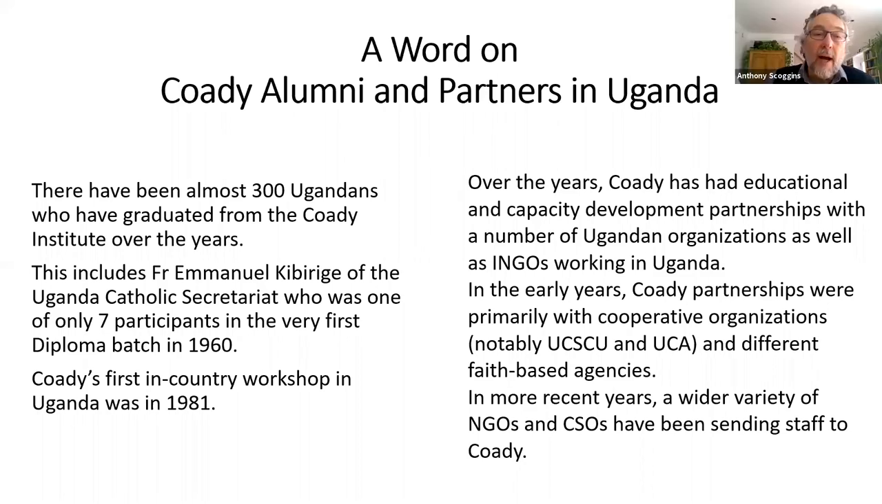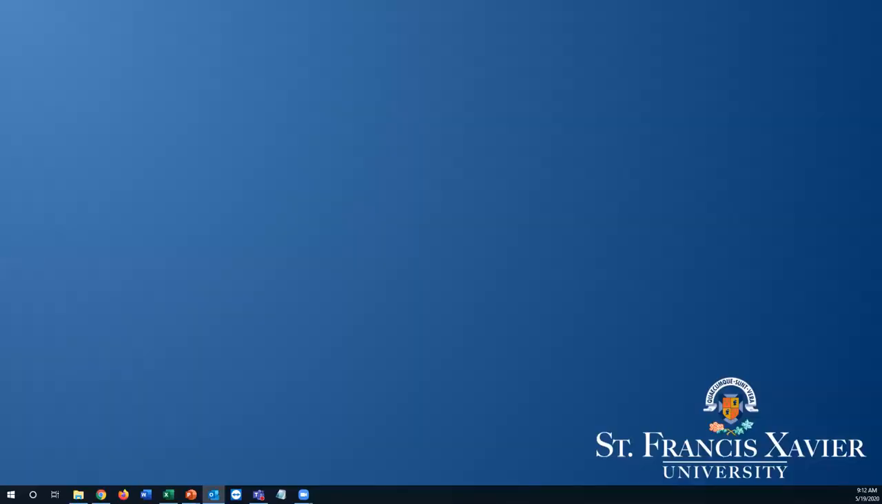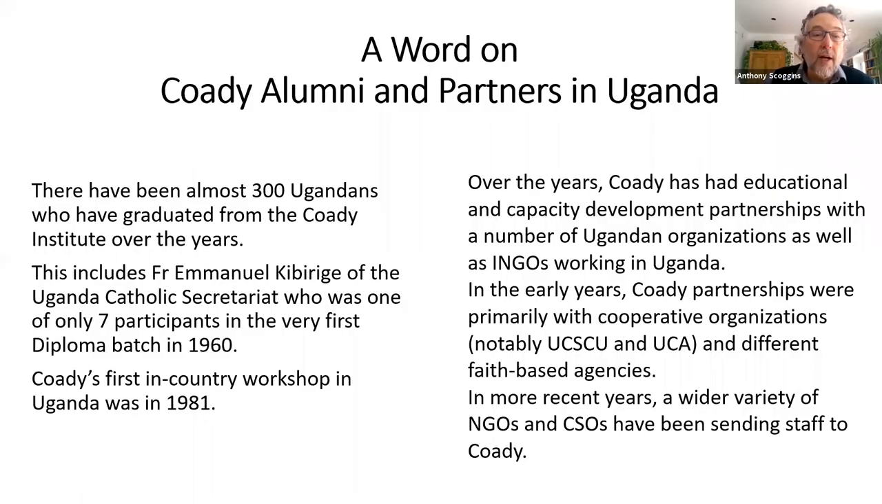One of the very first graduates, Father Kibirigi, who was with the Catholic Social Commission, I think it was called, or Catholic Secretariat, was a leading light in social development in East Africa, and in particular had a strong connection with the Savings and Credit Cooperative Movement. To be honest, 20-odd years later I had the honor to meet him, and throughout the 1980s I was quite frequently in Uganda at that time.